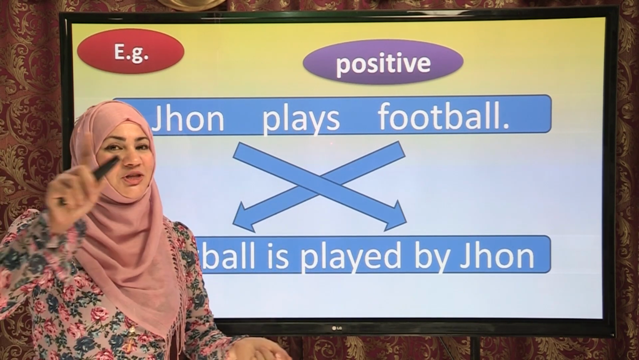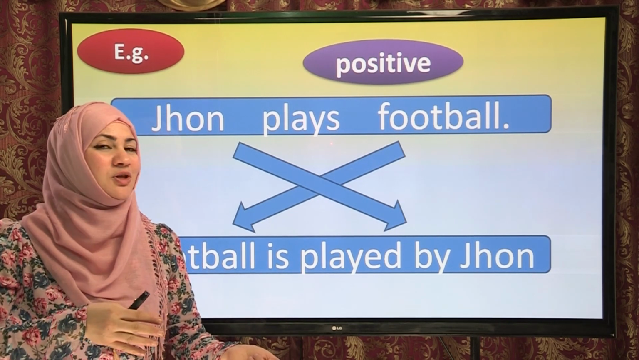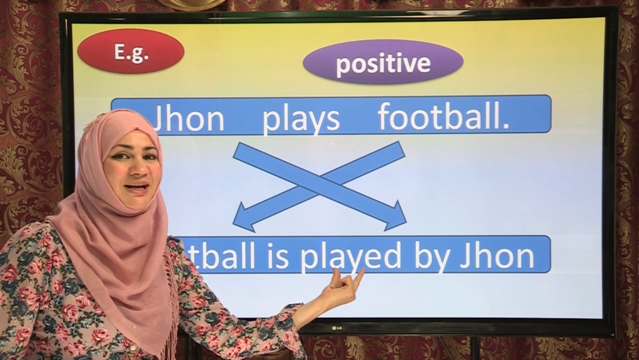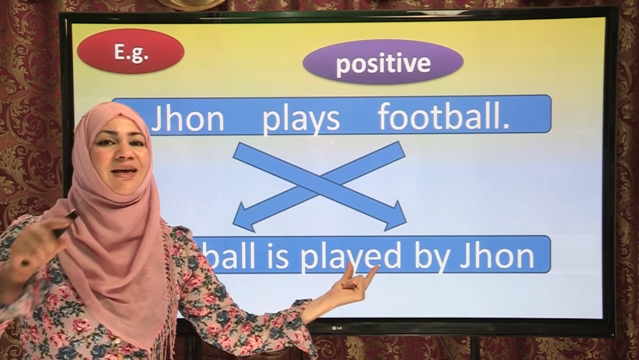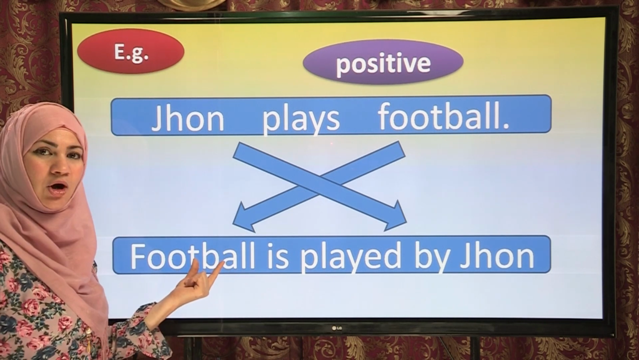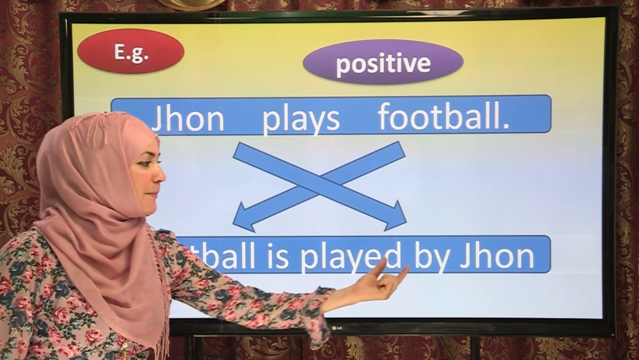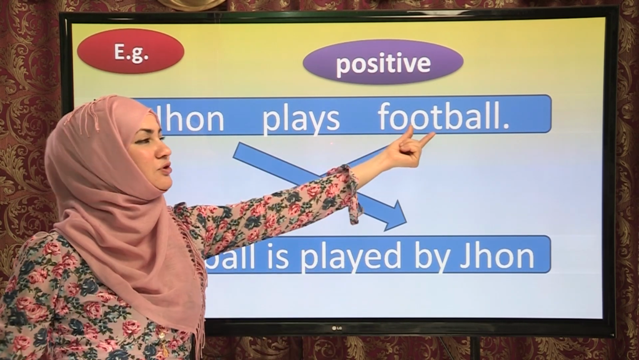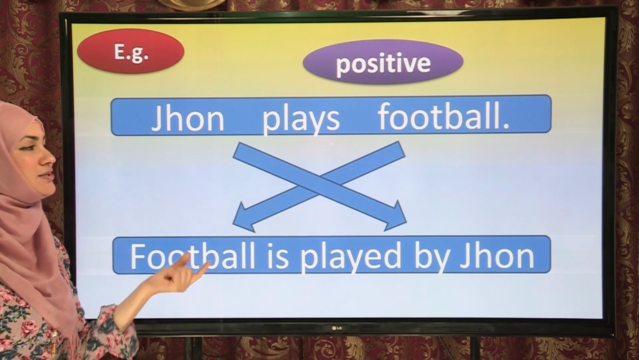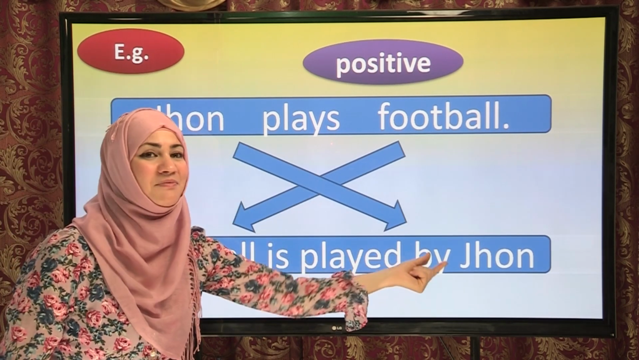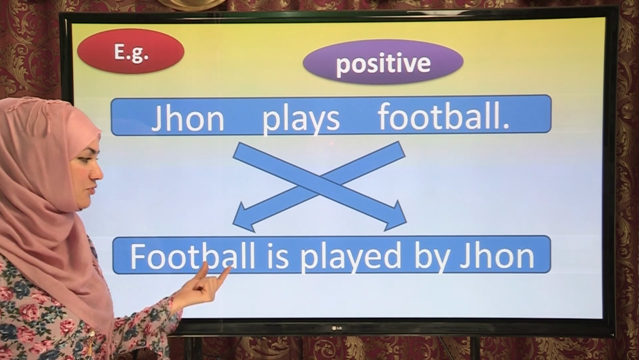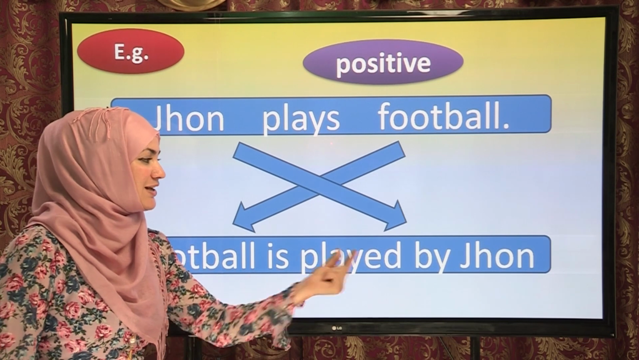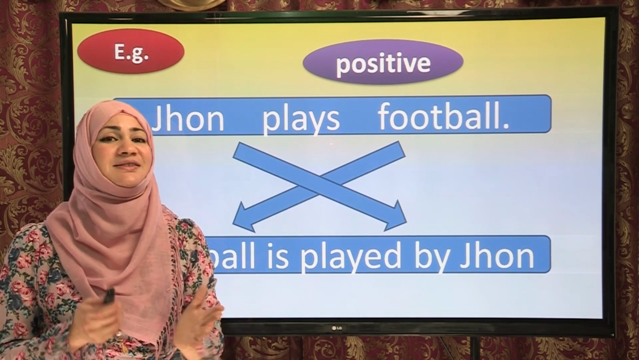Of course, we cannot ignore the verb. We put it in past participle. So, football is played by John. You can see here the arrow. The object football becomes the subject, and the subject John becomes the object. We say football is played by John. Is plus past participle. This is present passive.